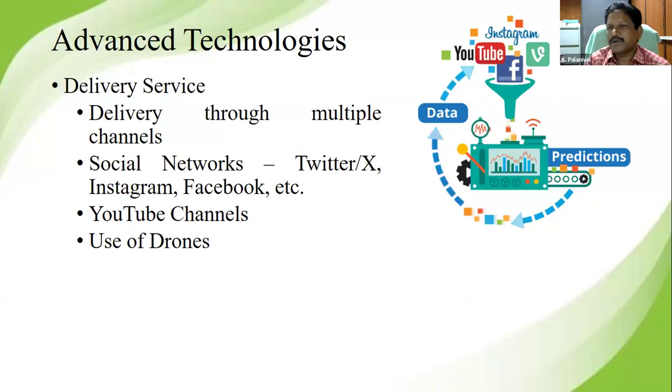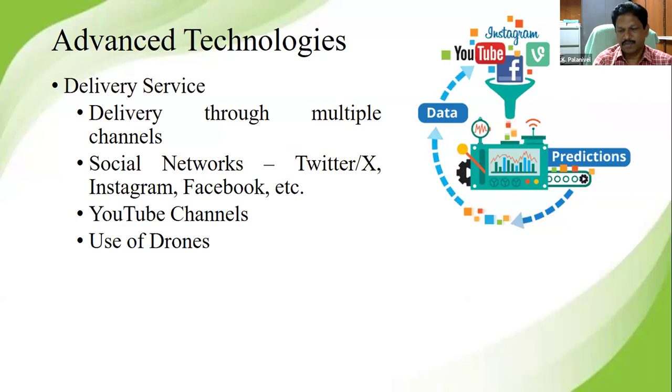And today people are talking about social networks. Through social networks, information reaches people in a very fast manner. If you integrate these social networks with your library websites, then whatever information you want to send to the library users, you can send effectively. That is delivery through multiple channels.